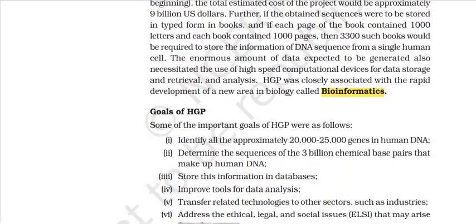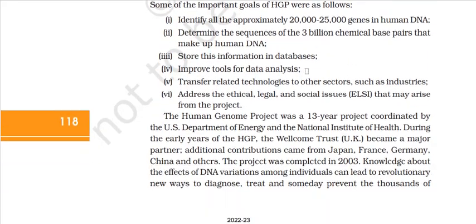What are the goals now? Identify all the approximately 20 to 25,000 genes in human DNA. कितने genes हैं, उन सबको identify करेंगे. Determine the sequence of the 3 billion chemical base pairs that make up human DNA. Sequencing करेंगे 3 billion base pairs की. You'll store this information in data.